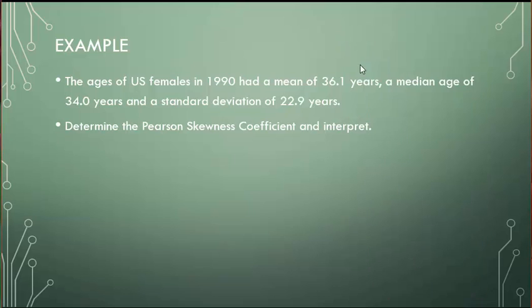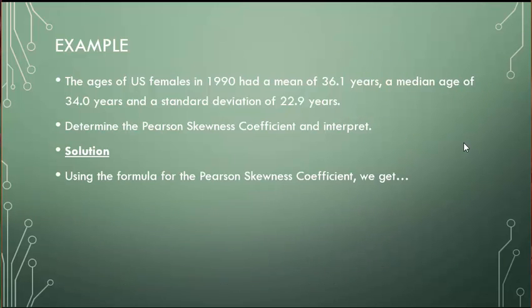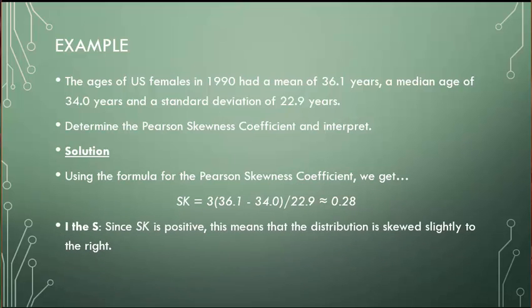All right, so let's go ahead and verify that work. So there's our calculation for the Pearson skewness coefficient. And notice here, the number is very close to 0, isn't it? Right? 0.28. So since it's positive, it's skewed to the right, but it's just very slightly skewed to the right. All right? So that is how we can use the Pearson skewness coefficient in an application. And that takes care of measures of variation.